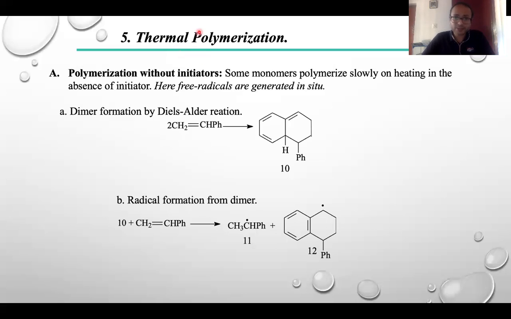But in thermal polymerization, if you look into it, the monomer itself acts as an in situ free radical initiator. That means they undergo certain reactions in the reaction mixture under certain thermal conditions that activate the monomer. For example, if we look at styrene, this is basically a styrene molecule. They undergo a Diels-Alder reaction to form this adduct.